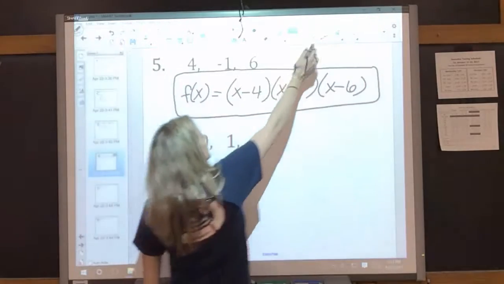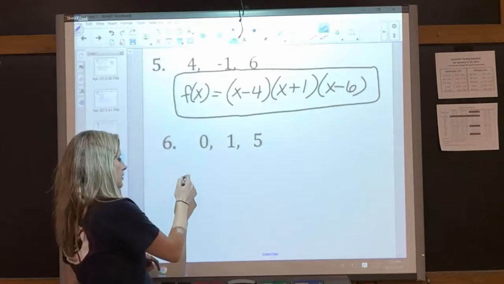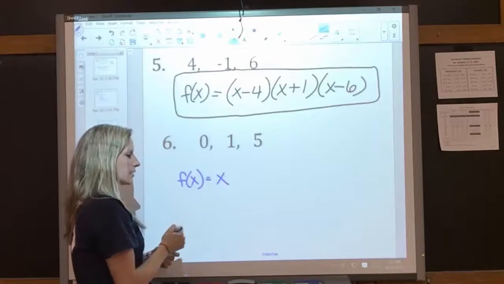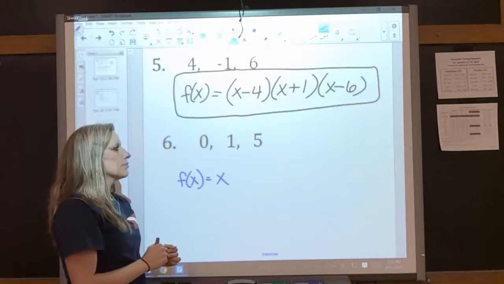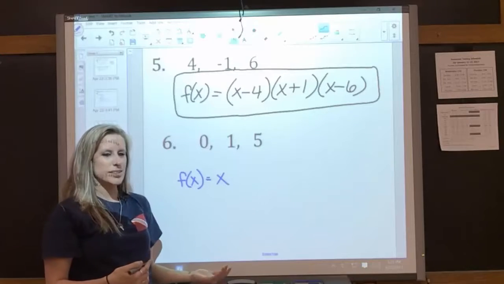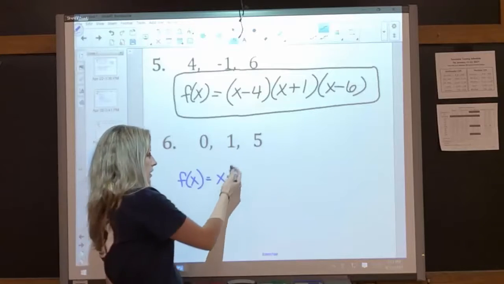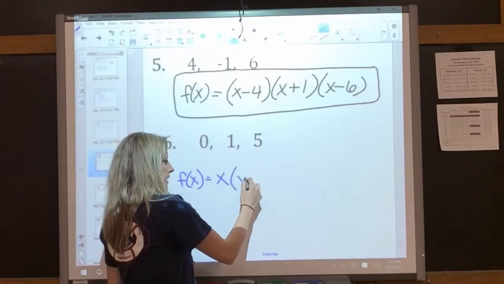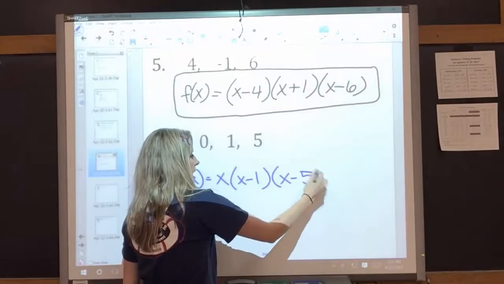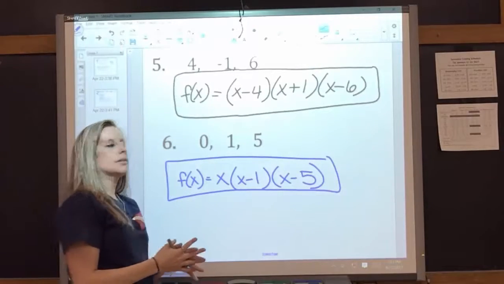Number 6, we have 0 as one of our solutions. Okay, so in your equation, since we have just a 0 there, we need an x. Okay, technically you could put x minus 0, but if you subtract 0, it's not going to change anything. So we just put an x. All right, for our second solution, it's going to be x minus 1 and x minus 5. So remember, you're going to do the opposite.